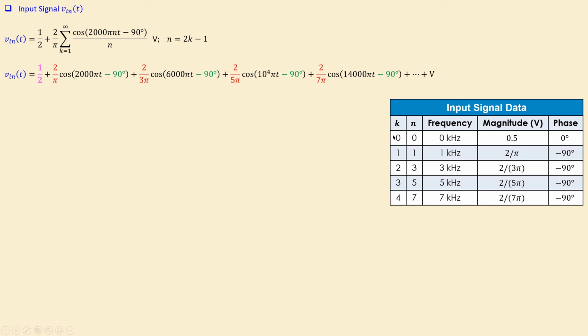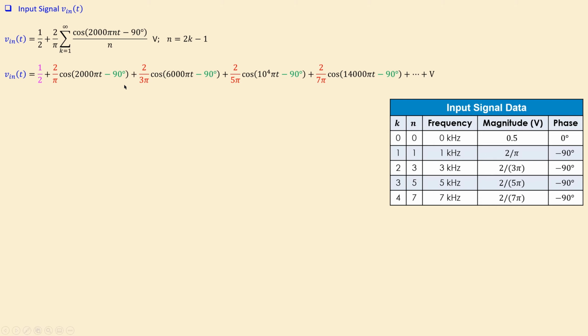What you see is at DC, the expression for the input signal is 0.5 volts. So that means this is 0.5 volts. The phase is 0 degrees, so there's no phase orientation here. The amplitude for the 1 kilohertz, the first harmonic, the fundamental, is 2 over pi. This is the amplitude, but the phase is minus 90 degrees. This is also shown here. So this is a table nicely done using the frequency, magnitude, and the phase. You can see all of them in one picture.